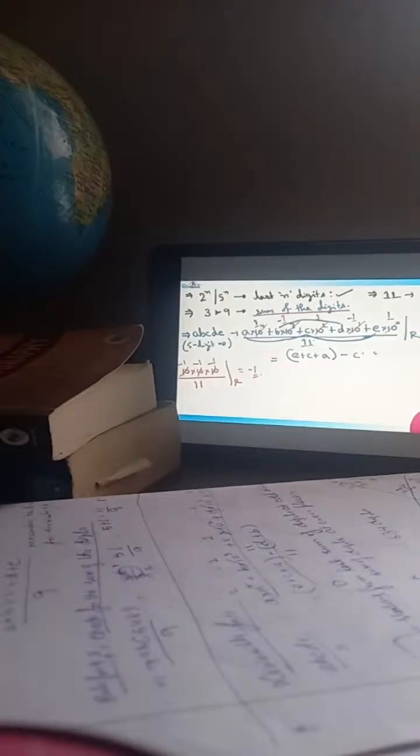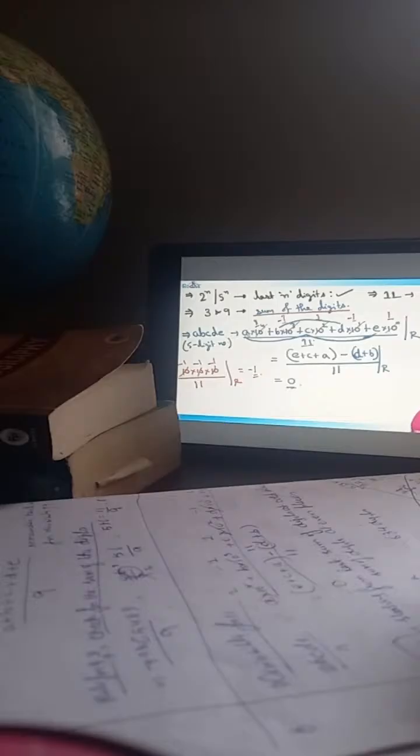D plus B. Now on dividing by 11, the remainder should be 0. So in terms of the formula, this number should be either 0 or a multiple of 11.